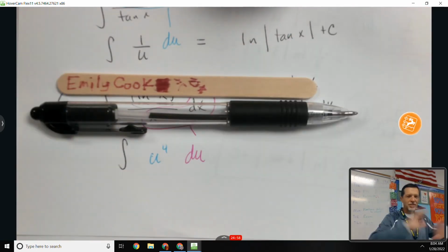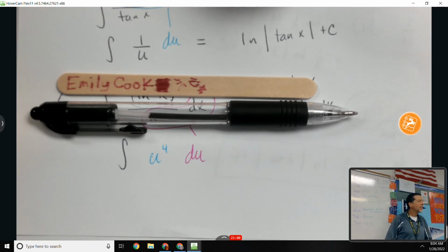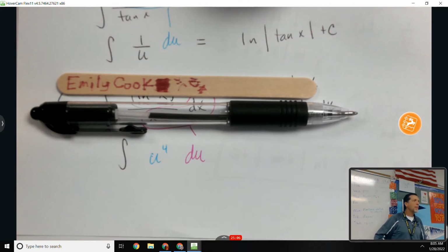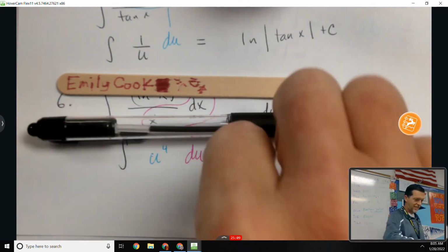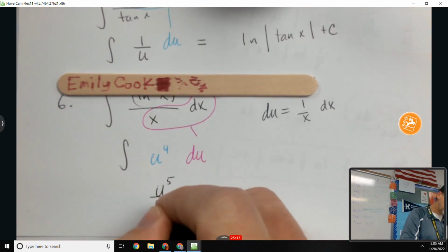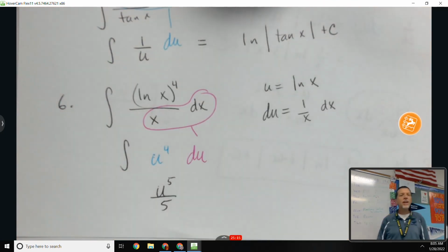No, I thought... Oh, are you substituting already? That's what I was trying. You can do that. Oh, no, you have to do the... never mind. You do the power rule. Yes. 5, you divide by 5. There you go. Sorry. Put you on the spot. But that's it. It's a power rule. So up the power by 1, divide by the new power.